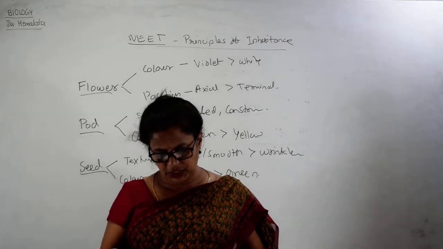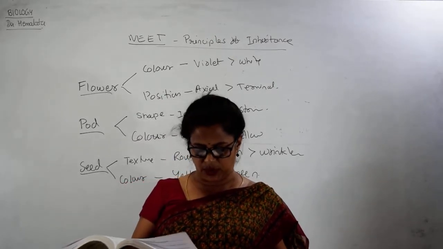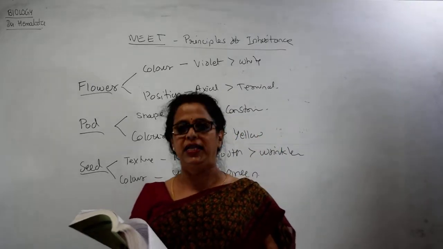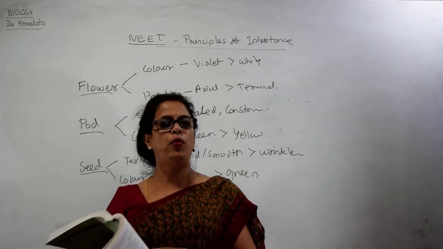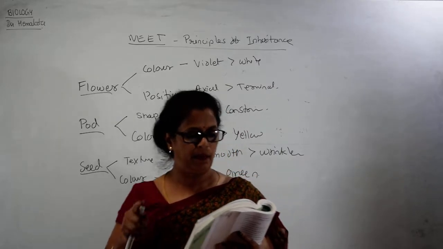Next: genes which code for a pair of contrasting traits are known as what? What do we call genes for a pair of contrasting characters? We call them alleles. Already I told you they are found in the homologous chromosomes at a given locus. They are called alleles. It is by Mendel.